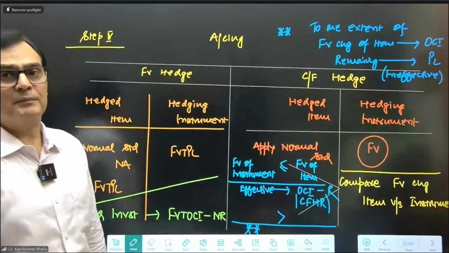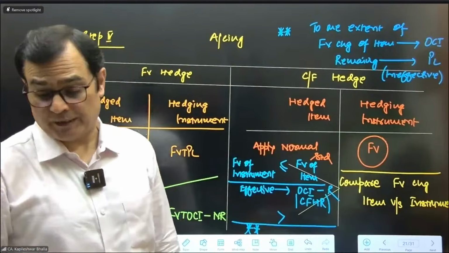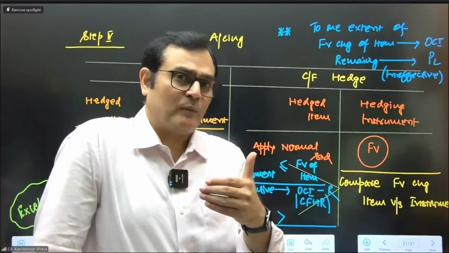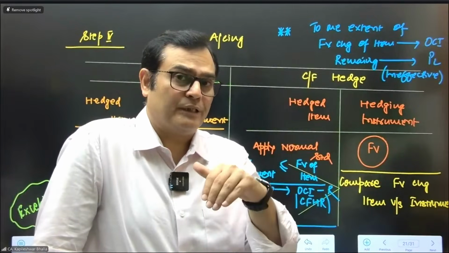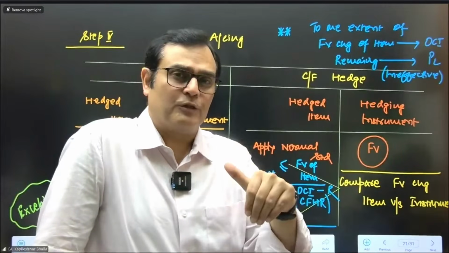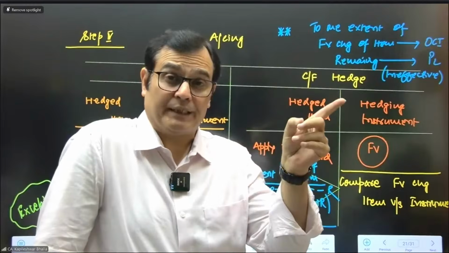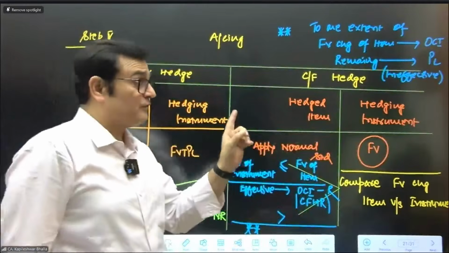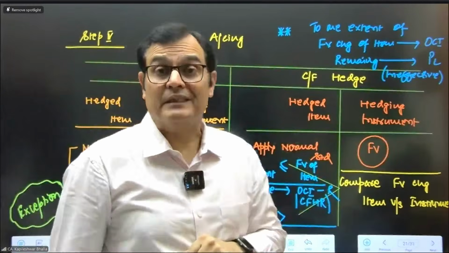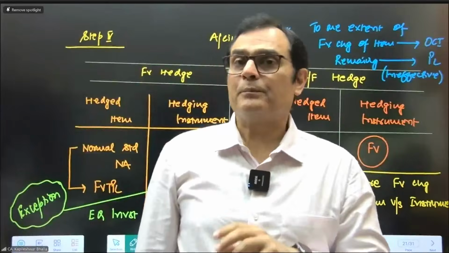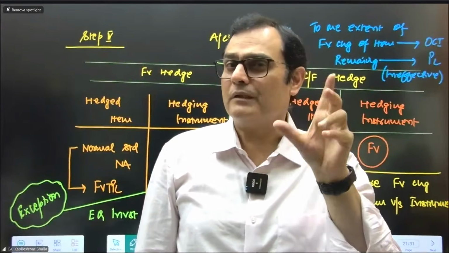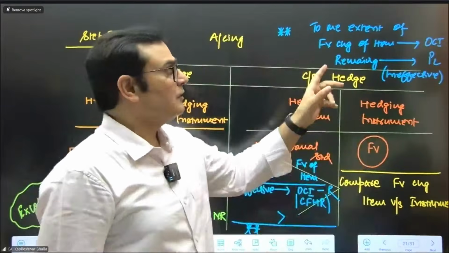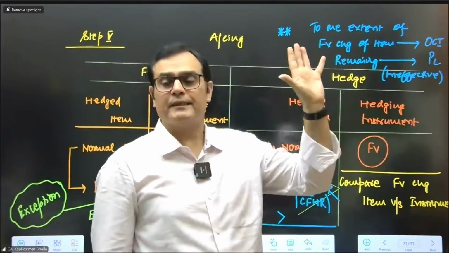So you need to basically make a comparison in terms of the cash flow hedge. If the fair value change of the instrument is less than or equal to the item, the entire fair value change of the instrument is taken in OCI. But if the fair value change of the derivative instrument is greater, then to the extent of the fair value change of the item it goes in OCI, and the remaining difference is ineffective in nature and enters the P&L.